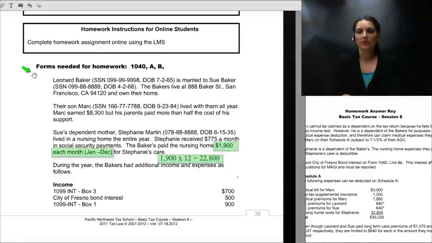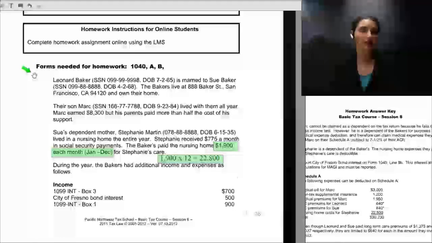Leonard Baker is married to Sue Baker. We give you dates of birth, but clearly place them under the age of 65. They have a son who lived with them all year, but if you figure out his birth date, he is over age 17. He's actually 27 years old. And at the age of 27, if he works and has $8,300 of income, they're not going to be able to claim Mark as a dependent. So he is not a dependent.